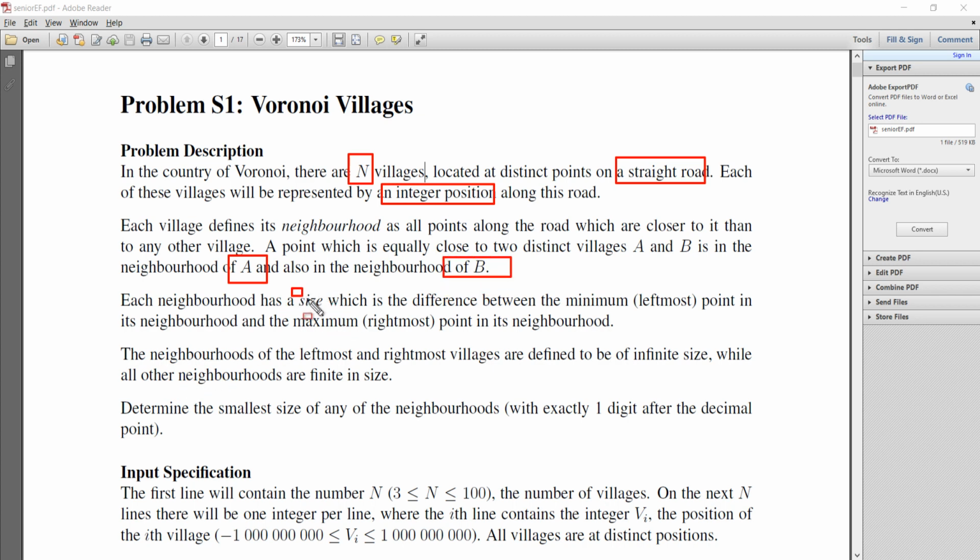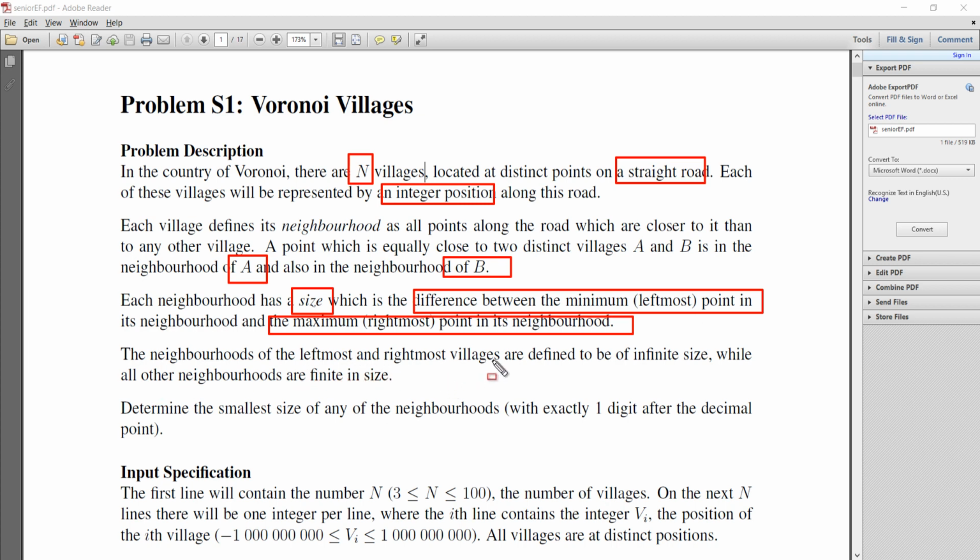Each neighborhood has a size which is the difference between the minimum point in its neighborhood and the maximum point in its neighborhood. So the minimum point is the leftmost point, the maximum point is the rightmost point. The neighborhoods of the leftmost and rightmost villages are defined to be infinite size, while all other neighborhoods are finite in size. As there is no village to the left of the leftmost village, and no village to the right of the rightmost village, their sizes are infinite.